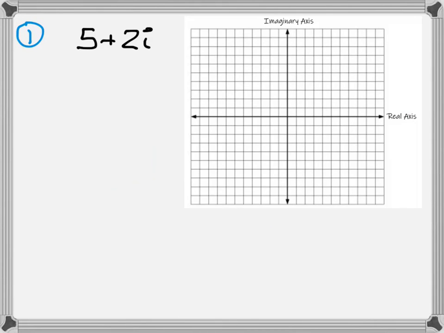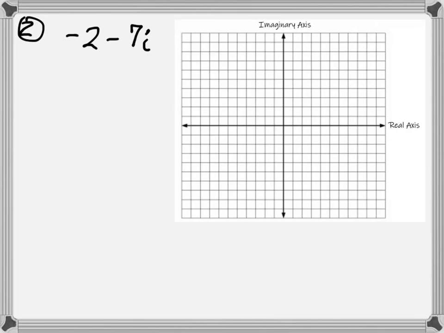So if we look here, we have 5 as our real portion. So we're going to come over to the 5. 1, 2, 3, 4, 5. That means it's somewhere on this line. The 2i tells us we're going to go up 2. And so our dot, or our location, is here. And these are just going to be single ordered pairs. So there's just going to be a single dot as your answer when you get these done.